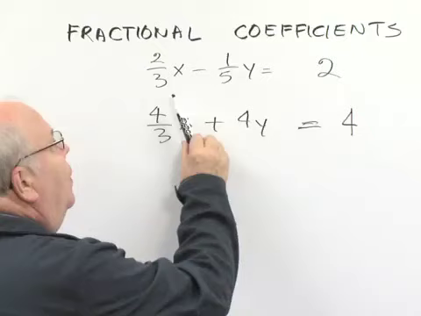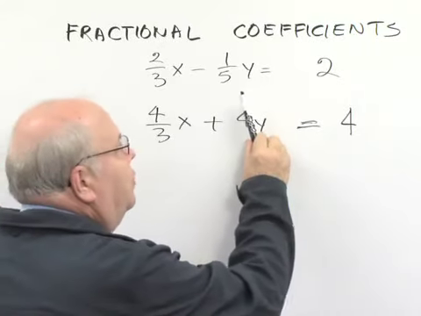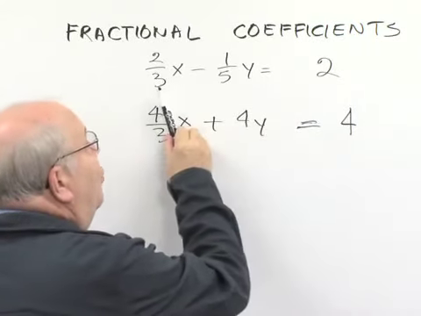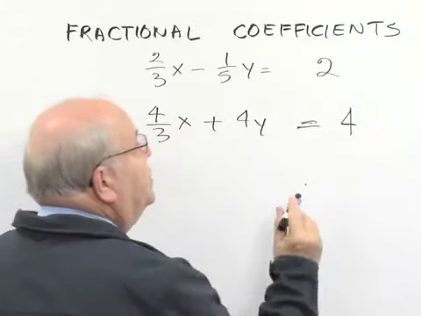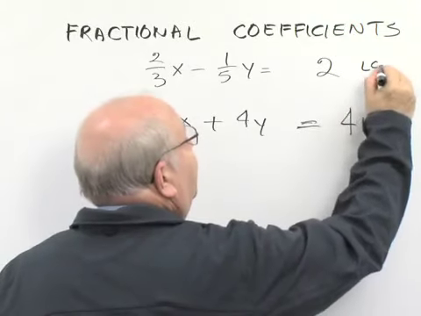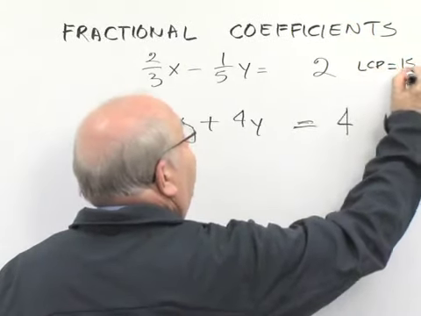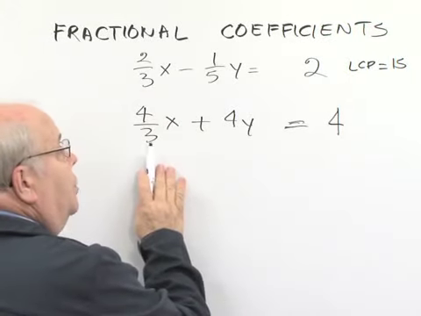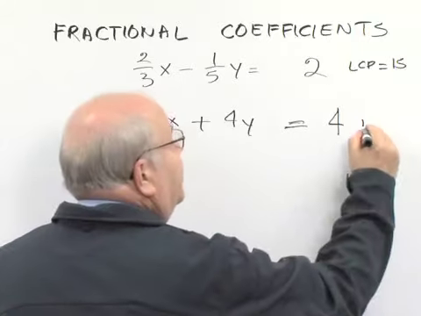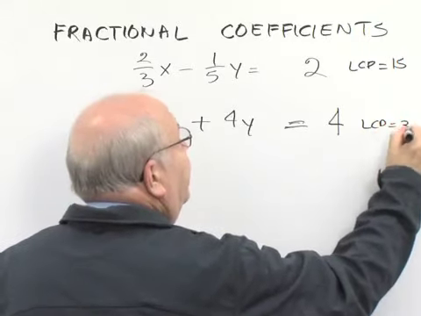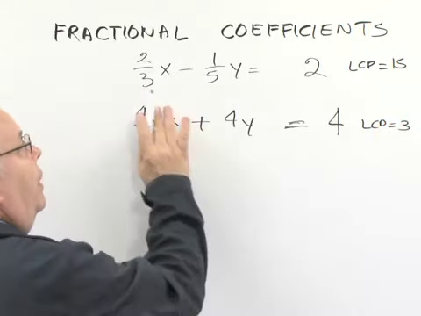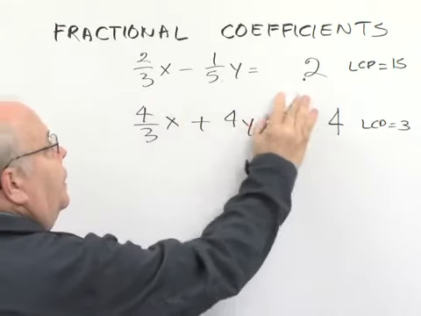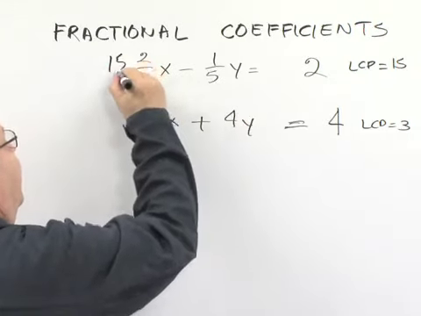In our top equation, 2/3 x minus 1/5 y equals 2, we have 3 and 5 as denominators, so the LCD would be 15. In our second equation, there's only one fraction, 4/3, so the LCD there would just be 3. What I'm going to do is to multiply every term in the top equation by 15.